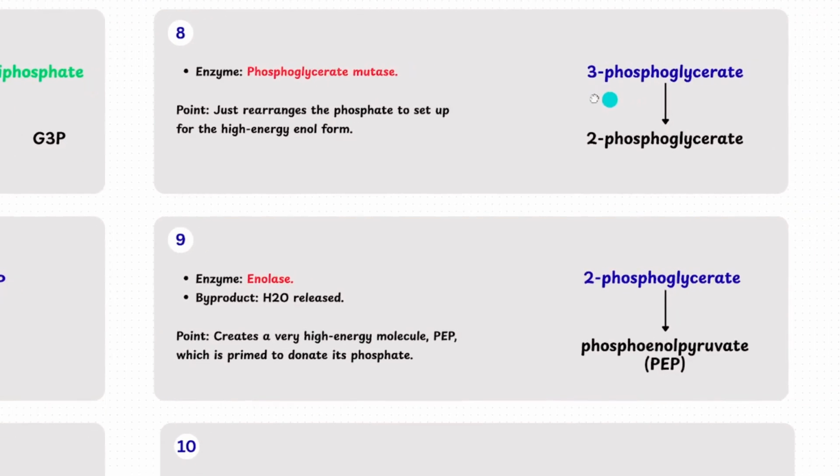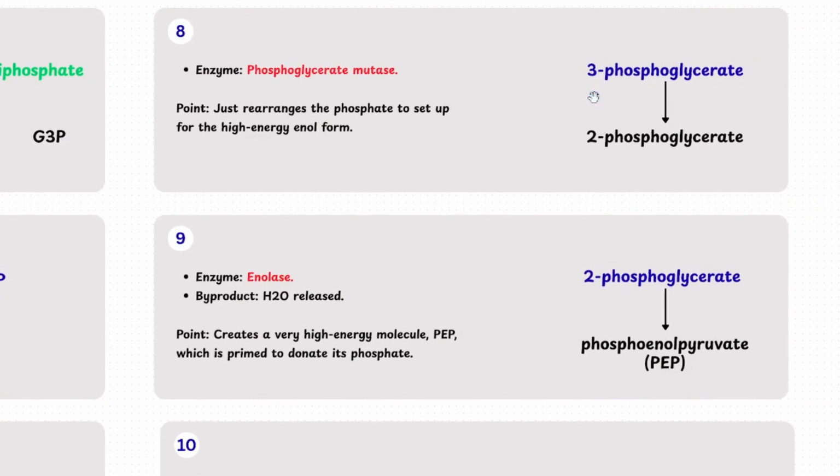So in reaction 8 we have to rearrange the phosphate that is on the 3-phosphoglycerate. So the way I like to think about this enzyme: if you have a mutation in a gene, what does that mean? That is a mutation. So the enzyme here is a mutase. So what is the substrate? It's a phosphoglycerate. So it's a phosphoglycerate mutase where 3-phosphoglycerate is being converted to 2-phosphoglycerate.